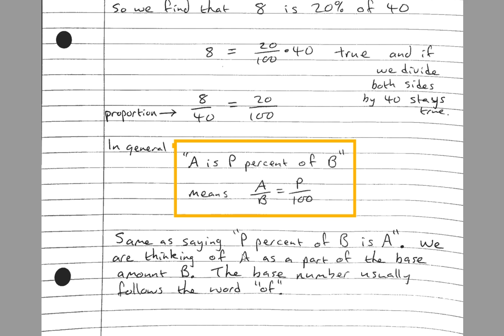As we're doing in this chapter, we're really comparing two numbers. Here we're comparing the A and the B, just like up here we were comparing the 8 with the 40. How does 8 compare with 40? We're really just converting this into a percent. Think of this number B, remember, B for base. B is the base amount, and we're thinking of A as a part of that base.